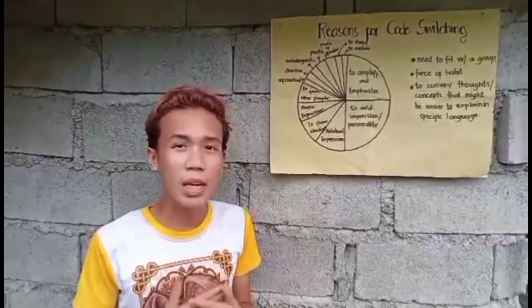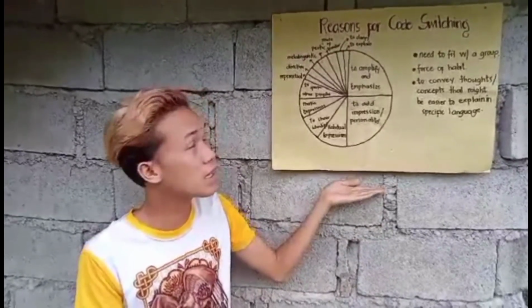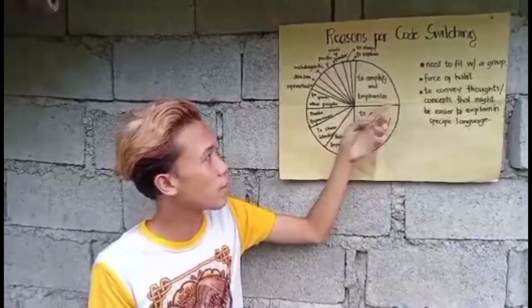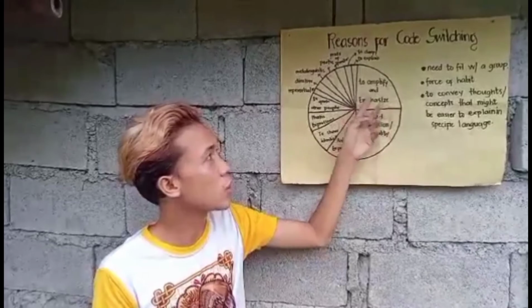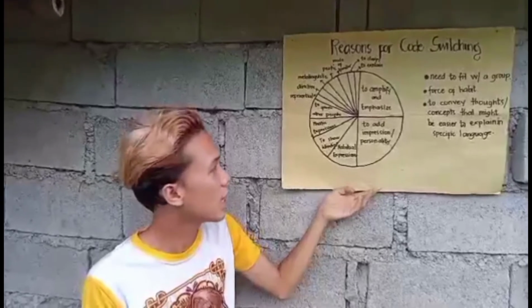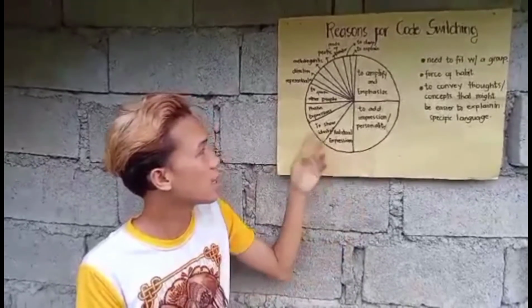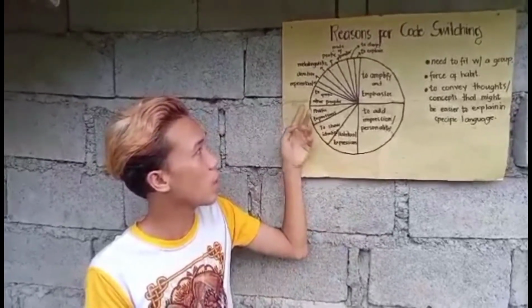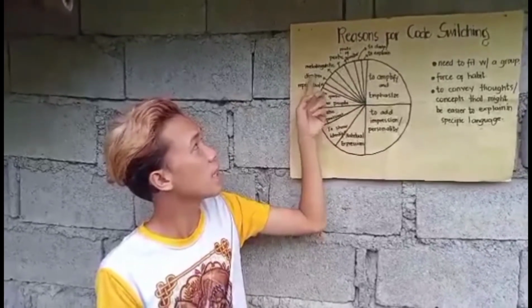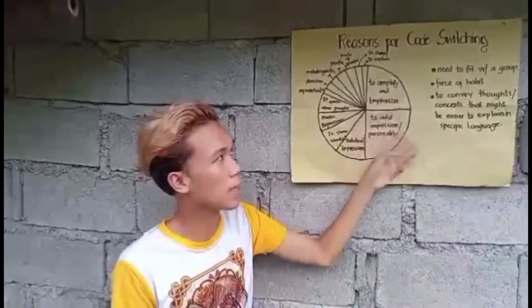I would present to you the reasons for code switching. So the graph here represents the reasons for code switching. First, the greatest is to amplify and emphasize, followed by to add impression and personality. Next is habitual expression. Next is to show and identify. Next is passive expression. Next is the code. And the smaller ones are the referential, directive, metalinguistic, poetic mode of the speaker, and to clarify and to explain.